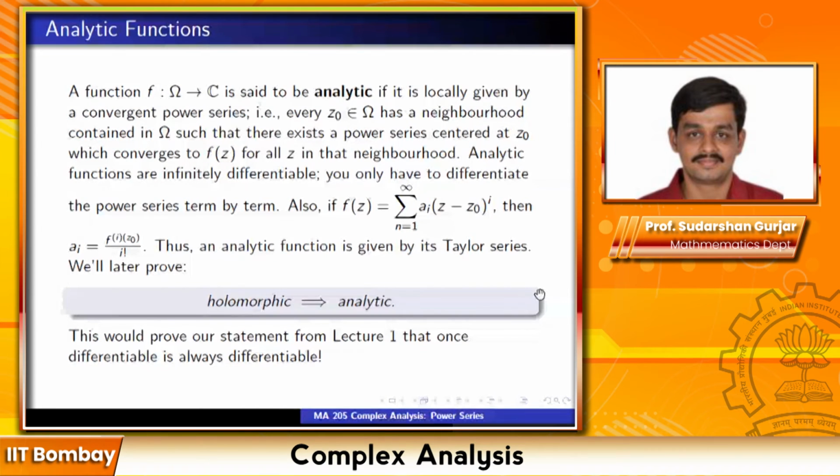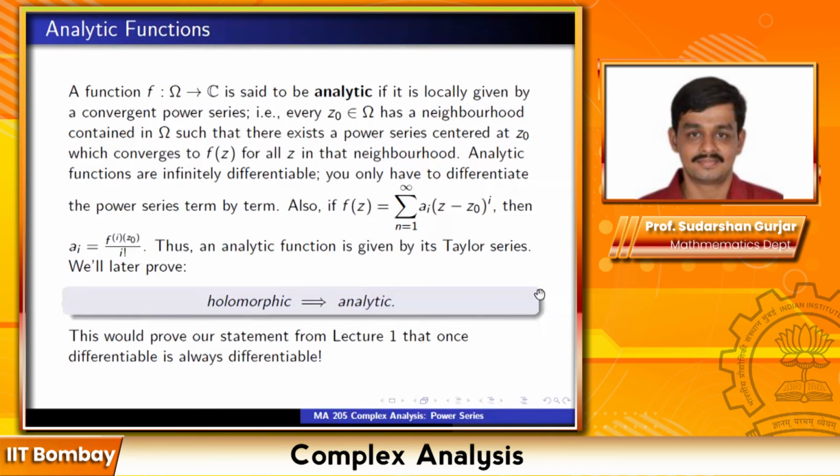You only have to differentiate the power series term by term. That is what we just saw. That term by term differentiation gives you the power series for the differentiated function. And also if f(z) is given by the summation of a_i (z minus z0) to the i, then you know how to compute a_i. That is something we saw right in the beginning. This is the ith derivative at z0 upon i factorial.